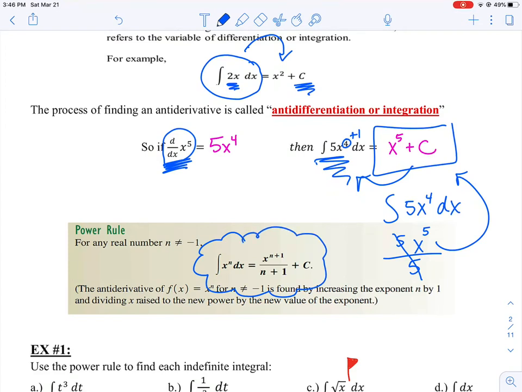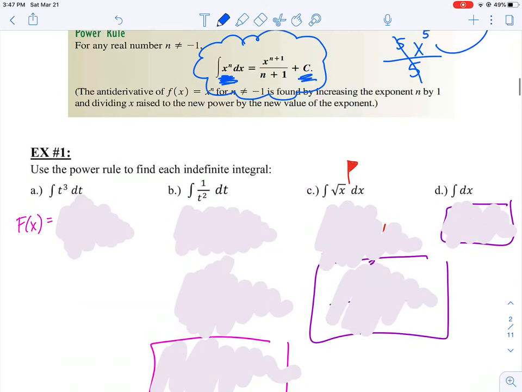So we have rules, just like we have rules for derivatives, we now have rules for antiderivatives, or integration rules. So anytime I have an integral that is an x to the nth power, just like we have our power rule with derivatives, we have our power rule with antiderivatives, where we add 1 to the exponent and divide by that new exponent, always making sure that we add that constant of integration at the back. Let's practice them.